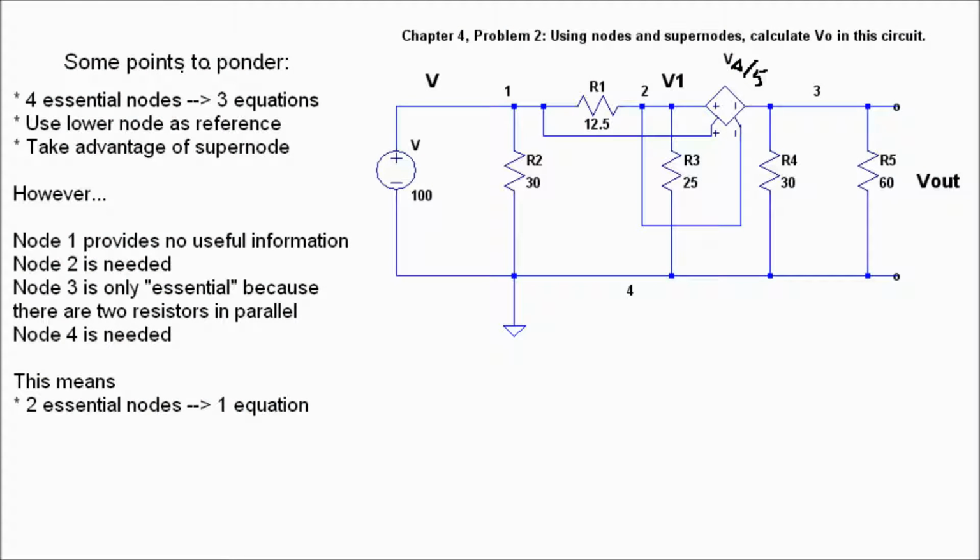This is Chapter 4, Problem 2, using nodes and supernodes. Calculate the V out in this circuit. And of course, now in this circuit, see if we can get there. Here's the V out right here.